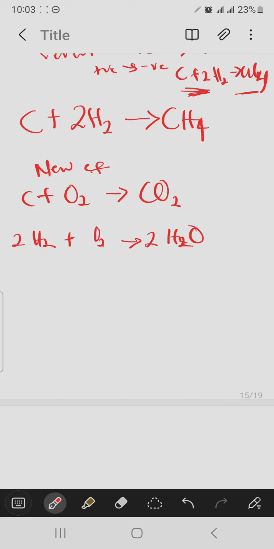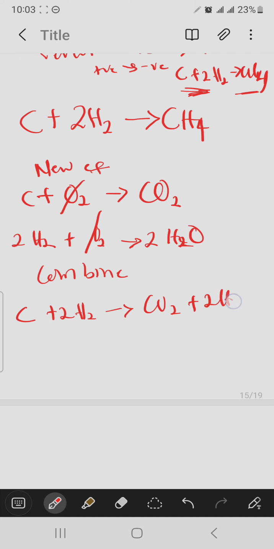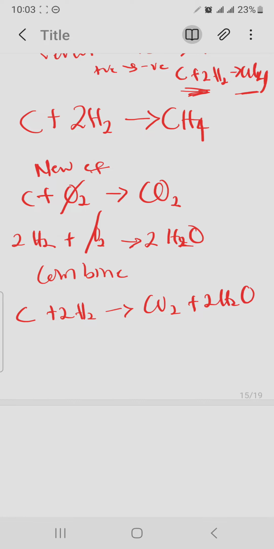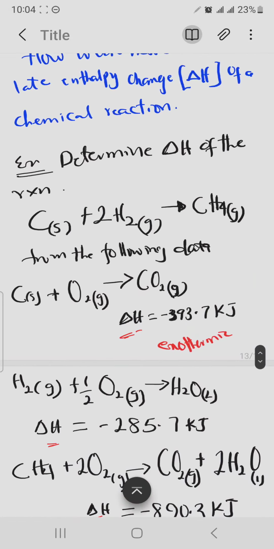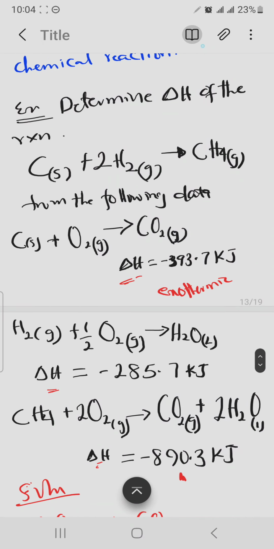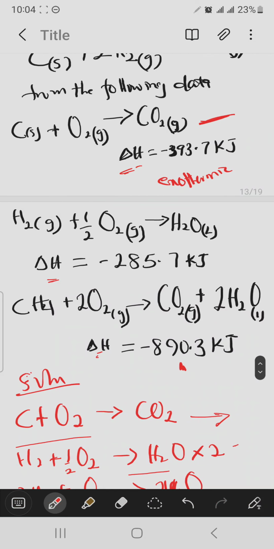I made a mistake. It means that when I want to combine these equations, this and this are going to cancel. What remains is this plus 2H2 will give CO2 plus 2H2O. Now don't forget that these two equations are the first one and the second one here. I've already added them.